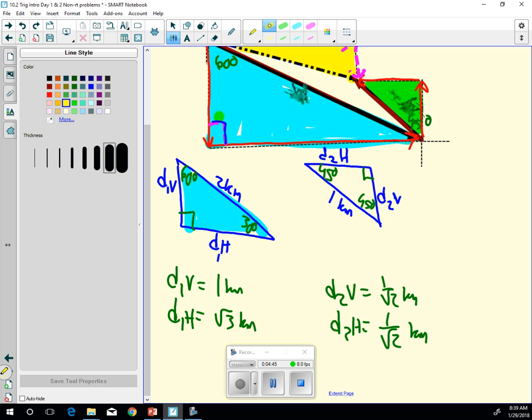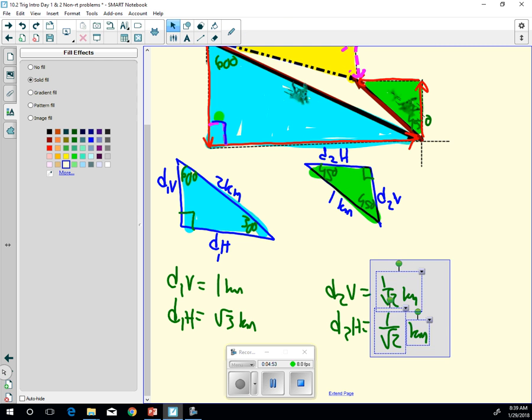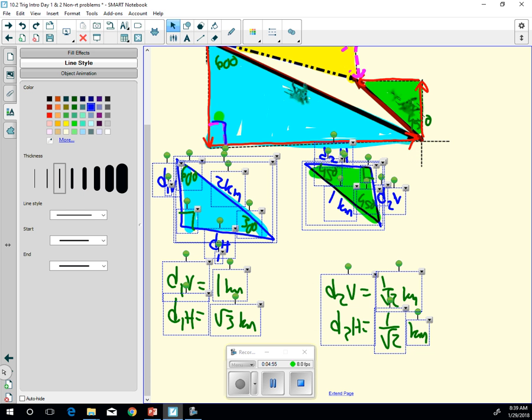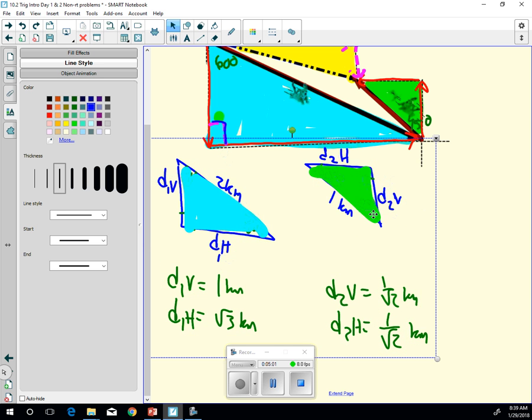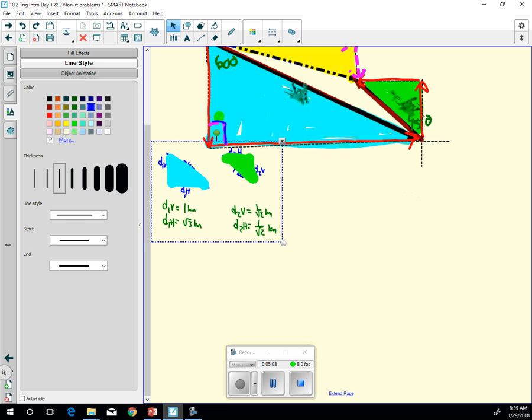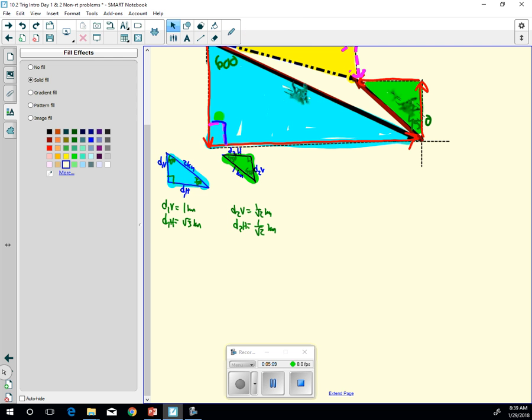All right. And let's see, green one here. So now all we have left to do is figure out this last one. So I'm going to group this for you. It doesn't like that highlight when you group it.